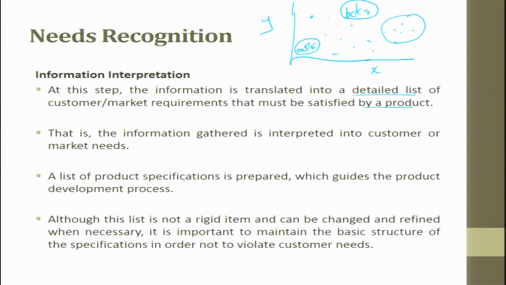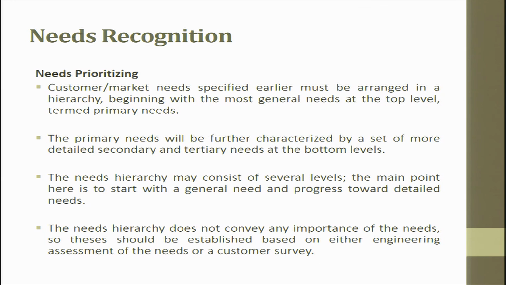The list of product specification is prepared from here, which guides the product development process. Although this list is not a rigid item and can be changed and refined as and when it is necessary, it is important to maintain the basic structure of the specification in order not to violate the customer need. So, then we do need prioritization.